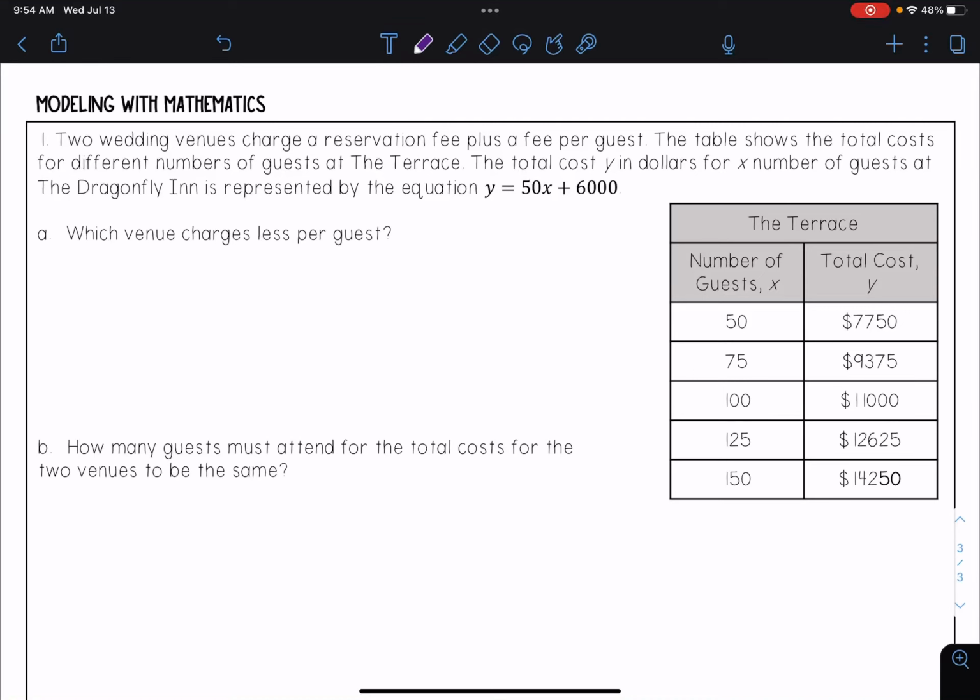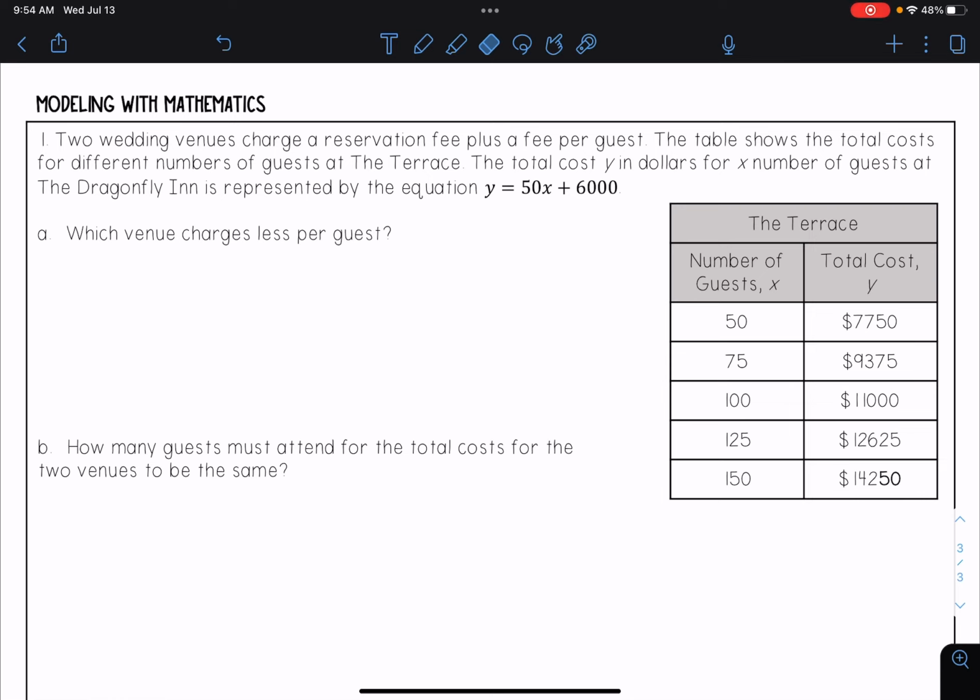In this video, we're going to be looking at modeling with mathematics. So number one, it says that 2 wedding venues charge a reservation fee plus a fee per guest. The table shows the total cost for different numbers of guests at the terrace. The total cost y in dollars for x number of guests at the Dragonfly Inn is represented by the equation y is equal to 50x plus 6,000.